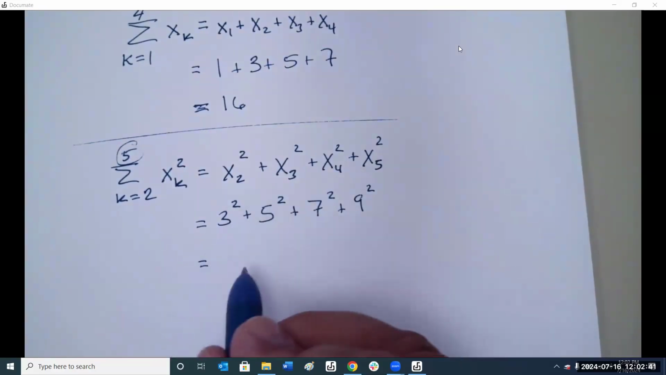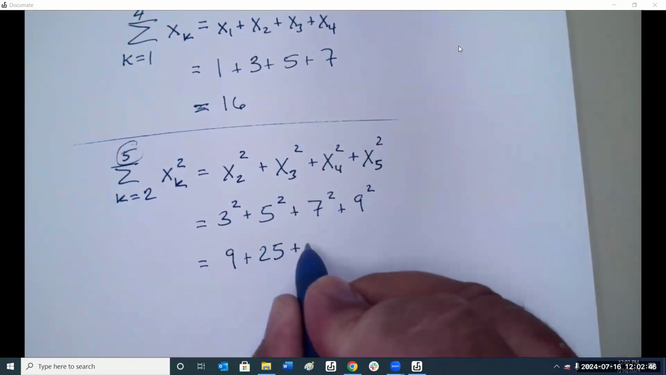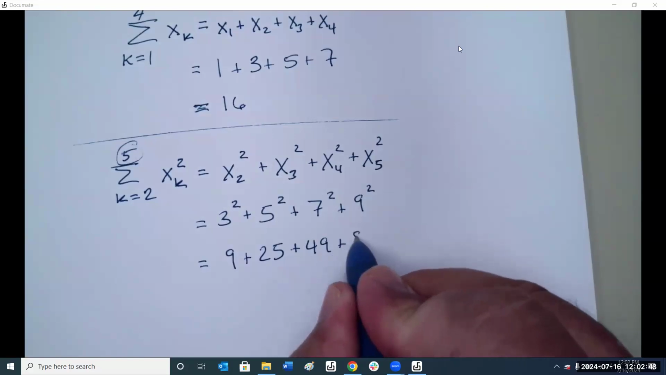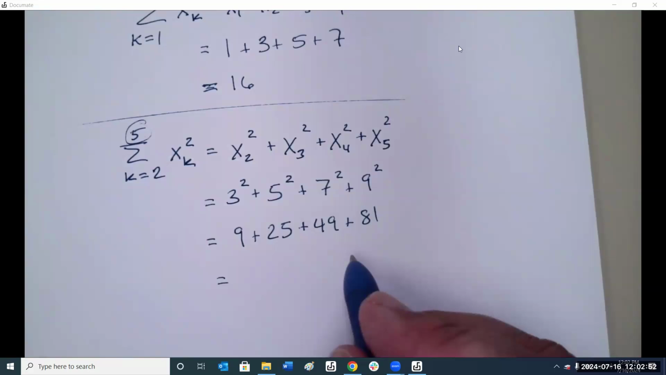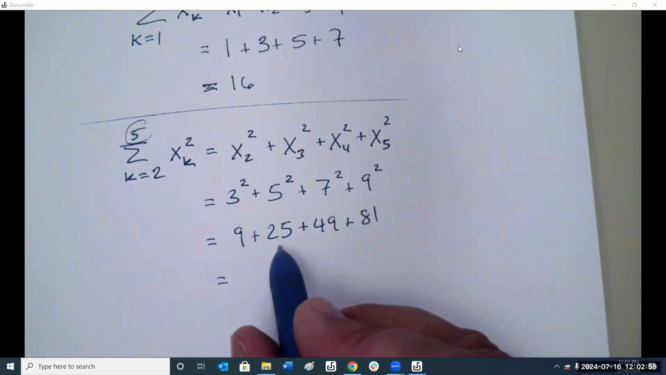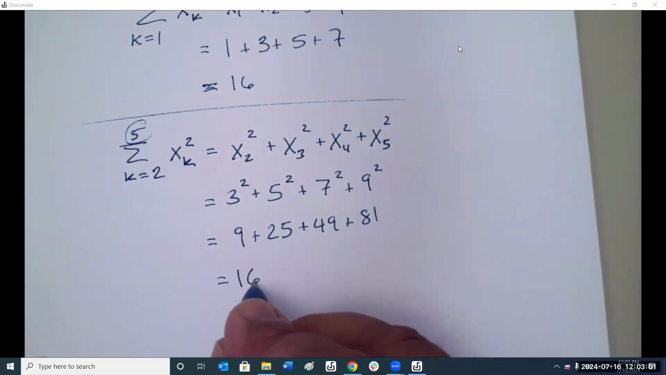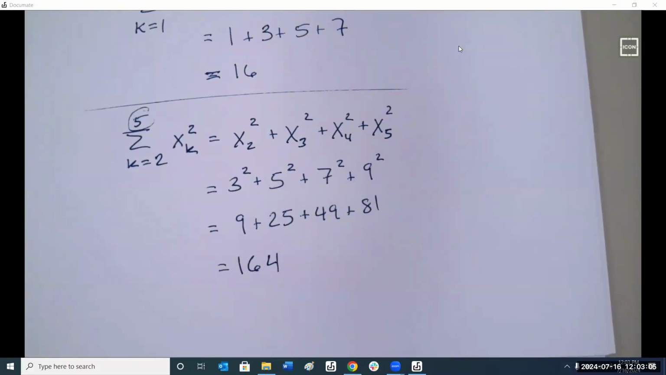So I square each of those and then add them together. 9, 25, 49, 81. 90, 139, 159. It's 164.